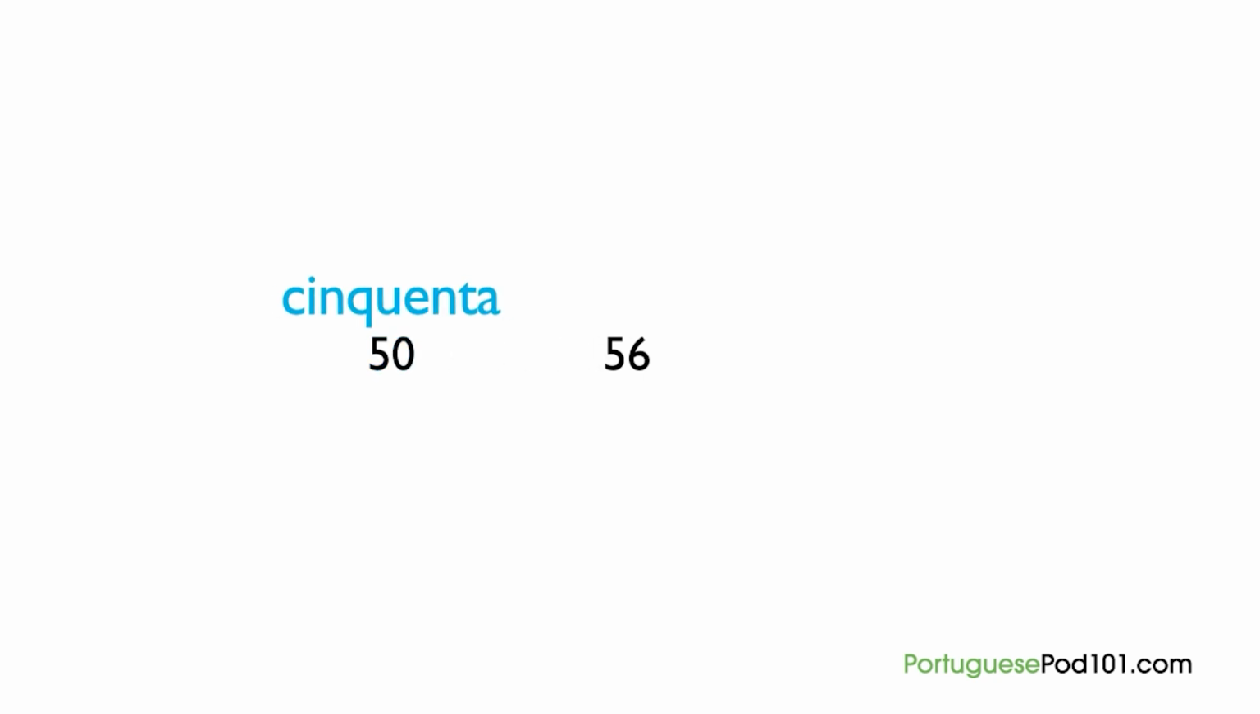50, and then add e and 6. It says 56. It's done. Isn't that easy? Let's make another number. For instance, 98. Take 90, and add e and 8, 98.